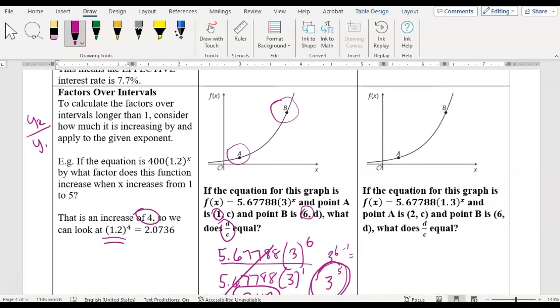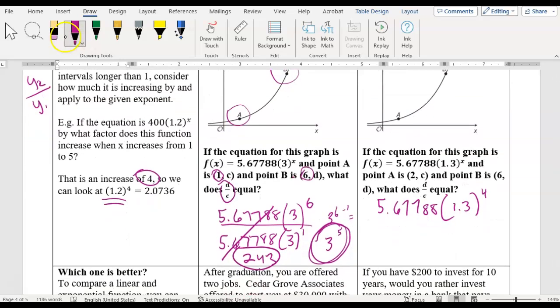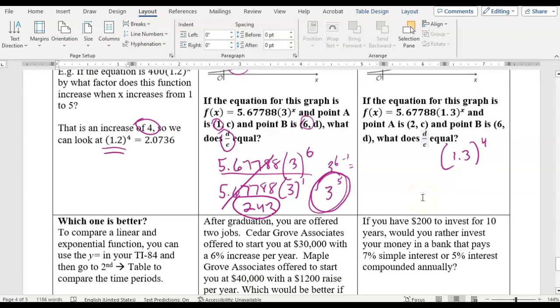So let's look at this one here. Same thing, right? This time we're going from 2 to 6. We're increasing by 4. So we can put this as 5.67788 times 1.3 to the power of 4, right? In this case here, we are only looking at that 1.3 to the 4th power, because if we were to plug in these numbers, let's go ahead and do that.